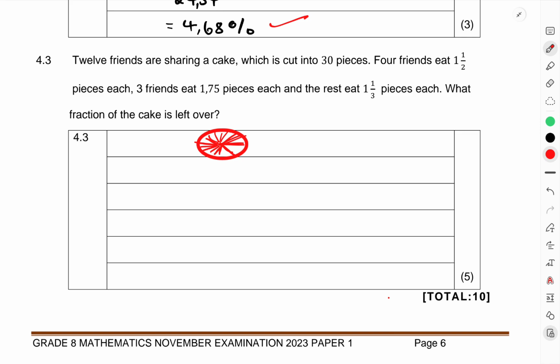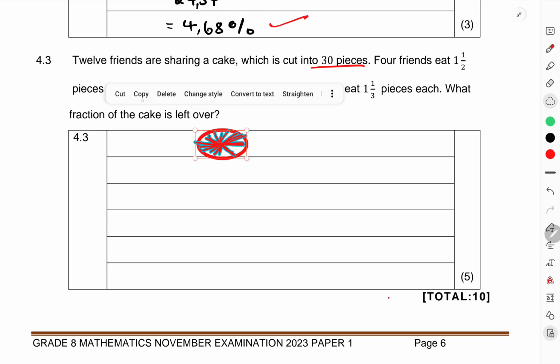Meaning we have to find the number of slices that were eaten in total. In total we have 30 slices. Then we have to find the number of those that were eaten. Then we can find the number of those that are remaining, or the ones that were not eaten. And how do we find that? This is what we're going to do.